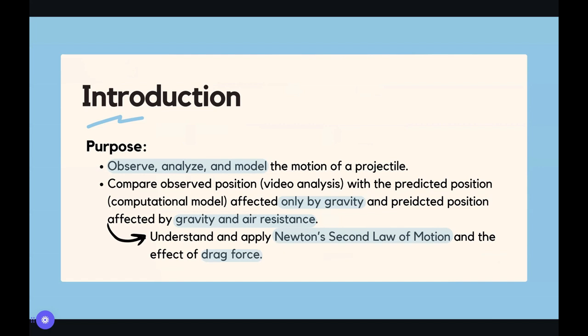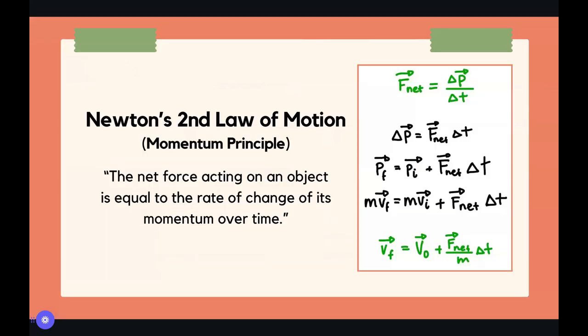All of this helps us gain a deeper understanding of Newton's second law of motion and the effect of drag force. Let's explore more. Newton's second law of motion states that the net force acting on an object is equal to the rate of change of its momentum over time. In other words, when a force is applied to an object, it changes its momentum, which is the product of its mass and velocity. We can see here how, by deriving from the momentum principle, we can obtain the velocity update formula. This formula allows us to determine the object's velocity at each time step when dealing with a non-constant force. Once we have the updated velocity, we can use the position update formula to predict the object's future position over time.